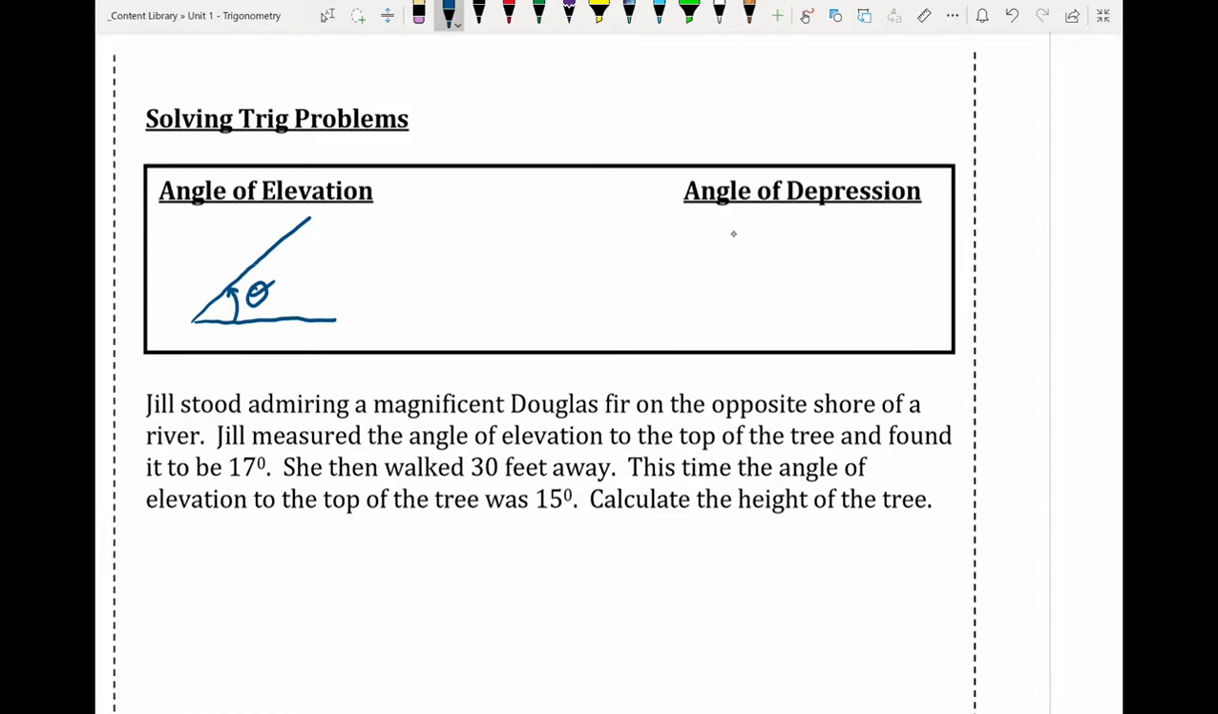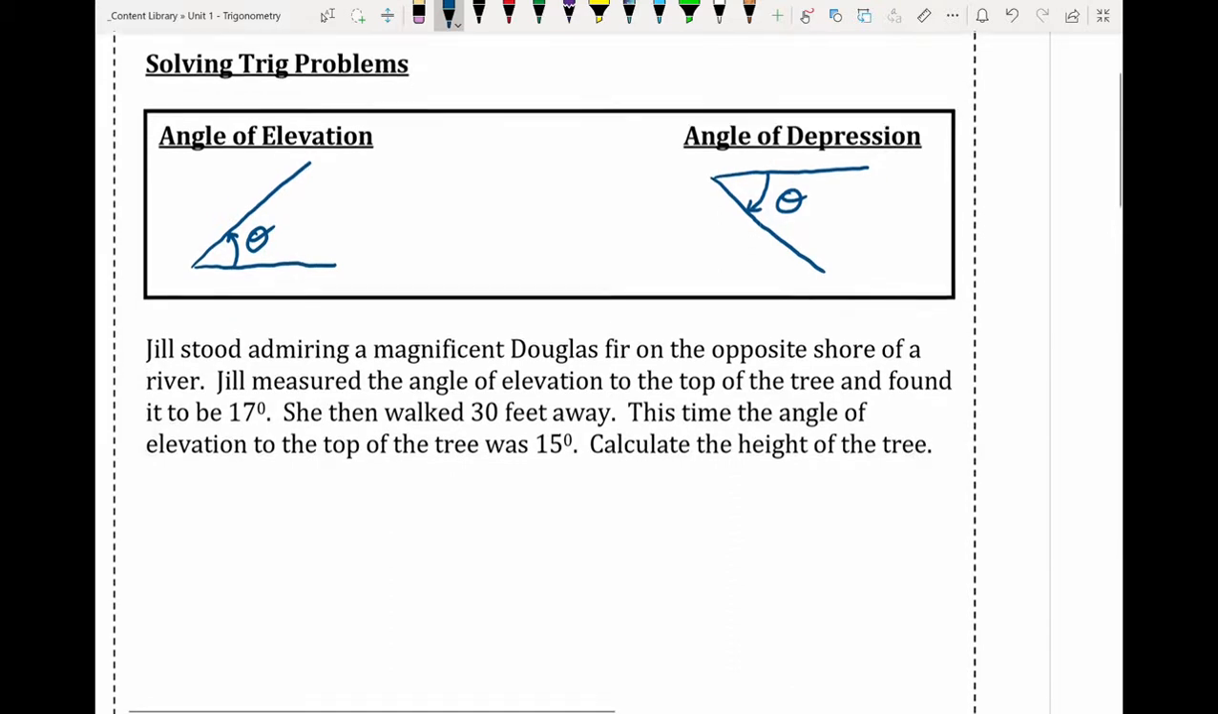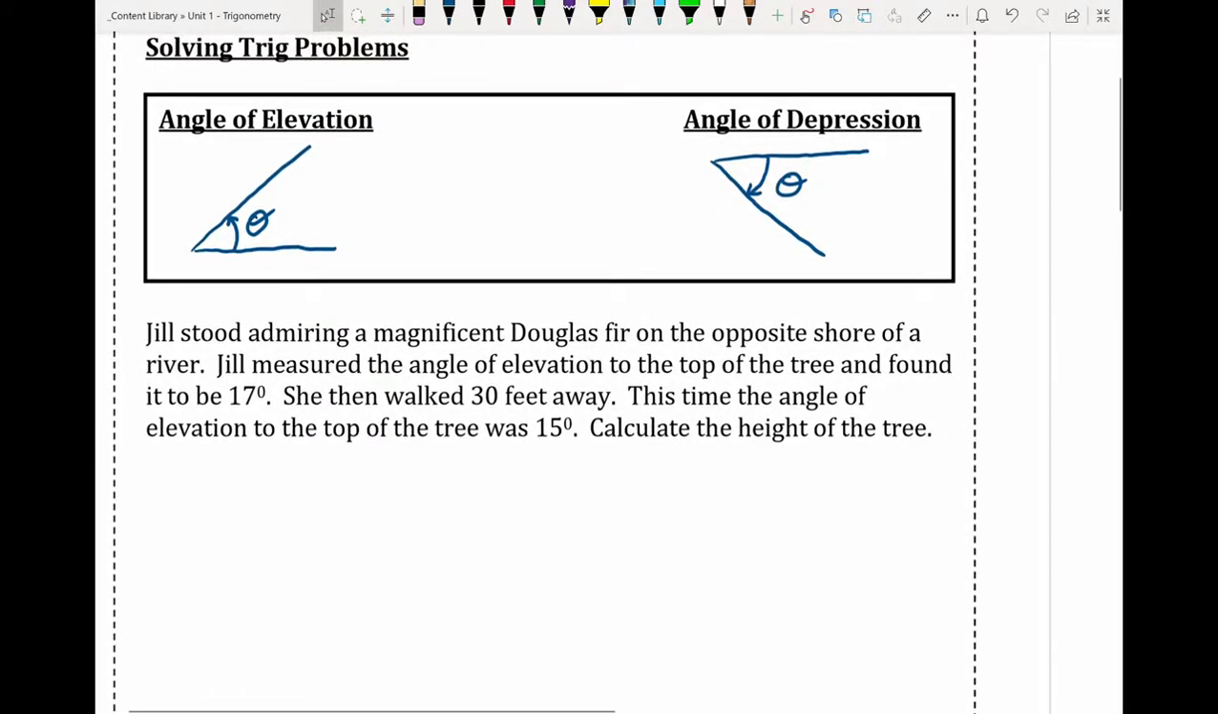Our angle of depression, which we've not talked about previously, is very similar. We still start with a horizontal line, and then we go down. Think of depression, you're going down. So from a horizontal line down to another line, that angle that's formed is our angle of depression. So those are some terminologies that you may see in word problems. So now you have a reference to go back to, because it is important when you are trying to visualize the situation.